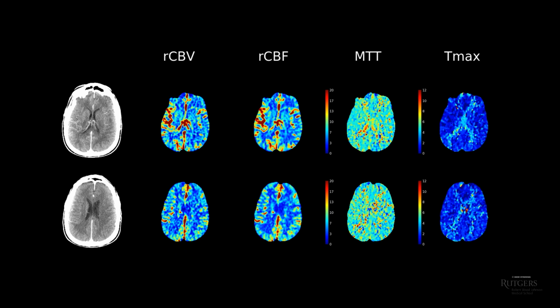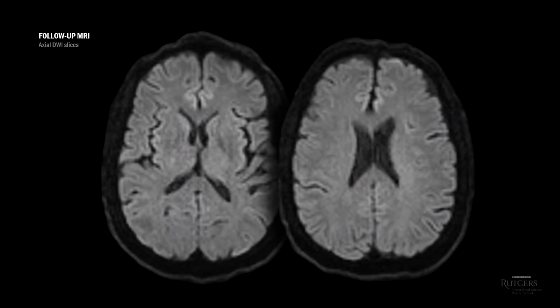Do you see it? Tmax is symmetric, MTT is symmetric, but cerebral blood volume and cerebral blood flow is increased in the right hemisphere. Hyperemia can sometimes be seen after reperfusion, but this patient actually had a seizure. Based on the CTP findings, intravenous thrombolysis was withheld, even though the patient technically qualified by clinical criteria. Video EEG showed multiple seizure episodes over the next 24 hours, and there was no ischemia on the follow-up MRI.